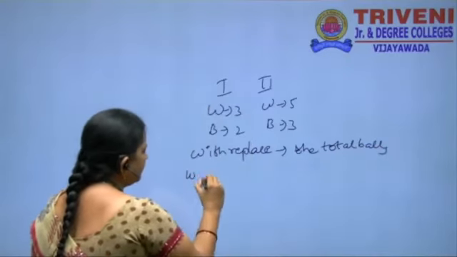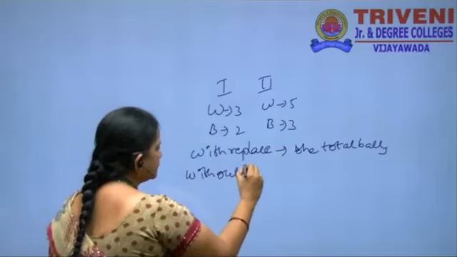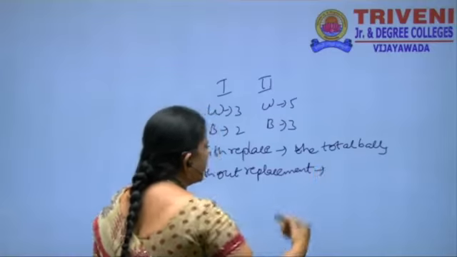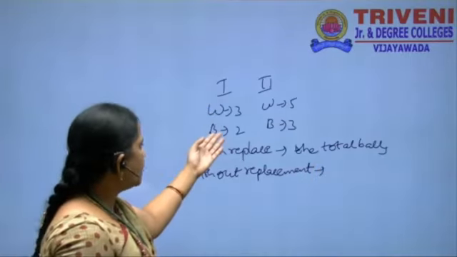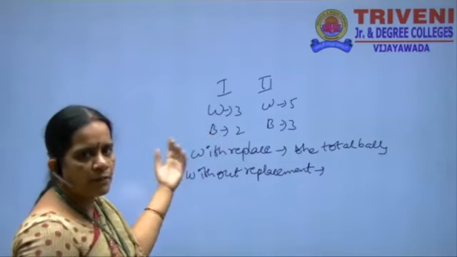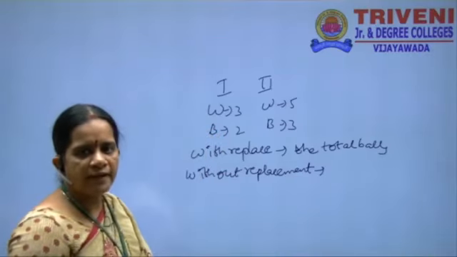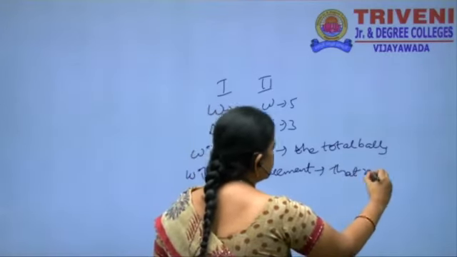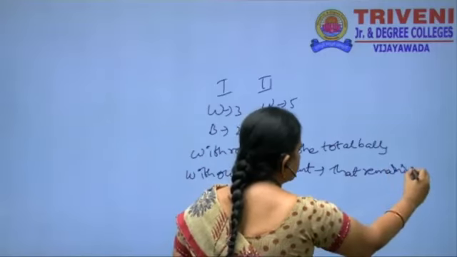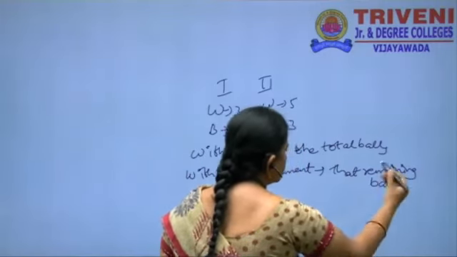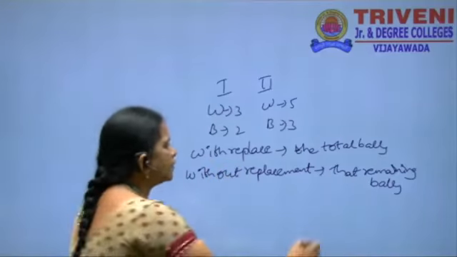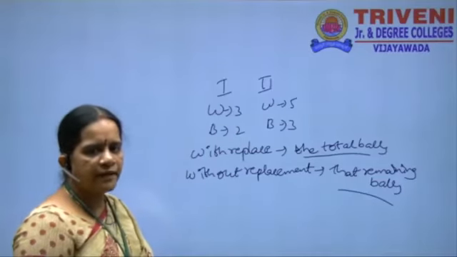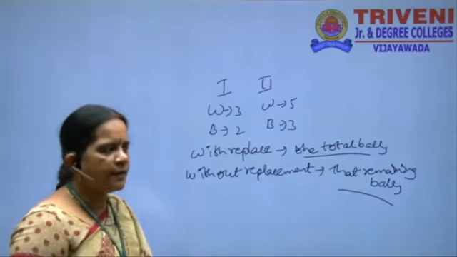Without replacement, we take one ball. How many balls are there? 5. We take one ball, and the remaining is 4. We have to find the probability using those remaining balls only. With replacement means we take all the total balls, but without replacement means we take only the remaining balls. This is the difference between the Bayes theorem and the multiplication theorem.